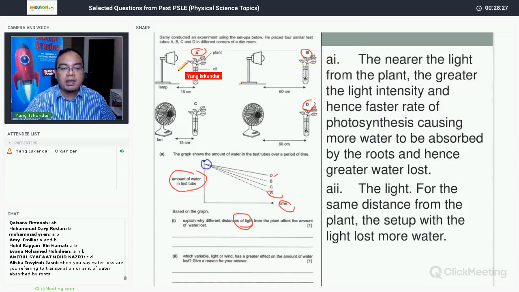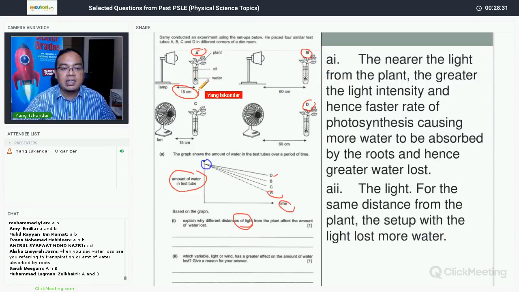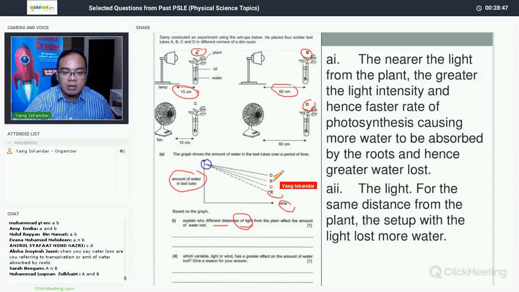In setup A and setup B, you can see everything is the same. The only difference is the distance between the lamp and the test tubes. So the question they ask you is to explain why the different distance affects the amount of water loss. Let's compare only A and B. So this is graph B and this is graph A.